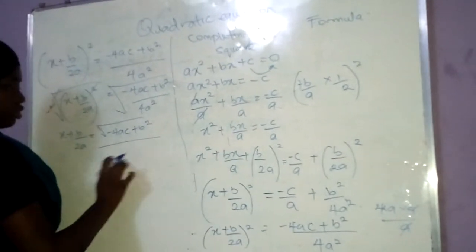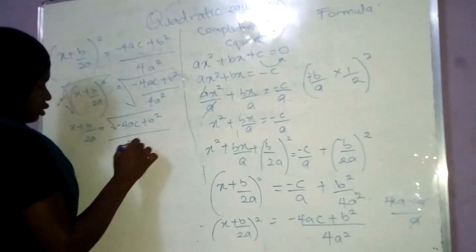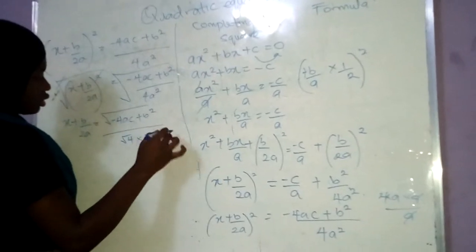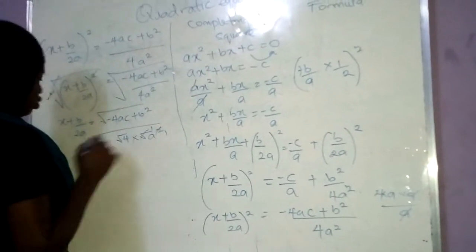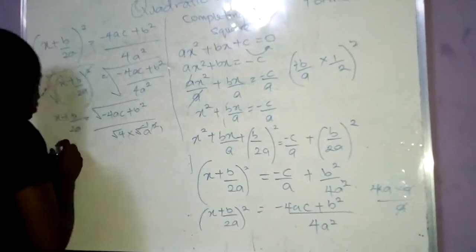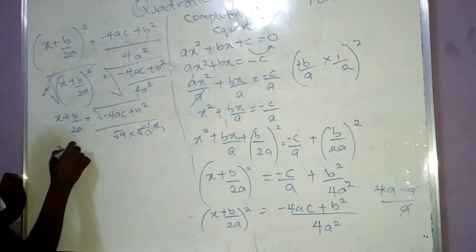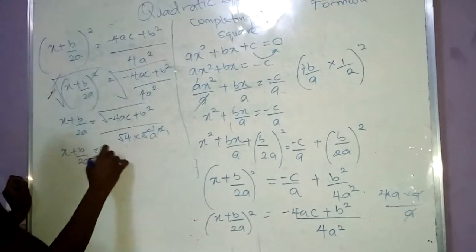So I want to split this one. So 4 times this one cancel it. This one turns to 2. So x plus b over 2a equals to.